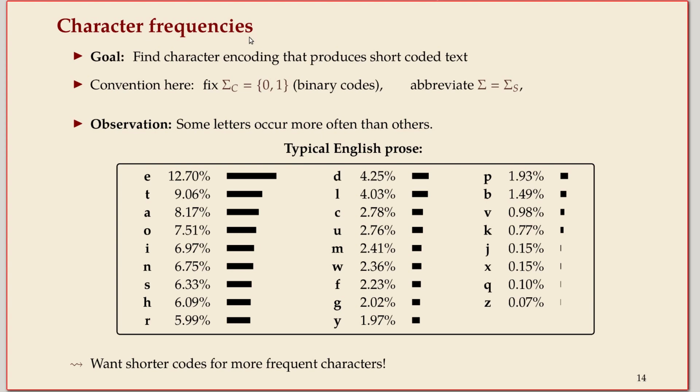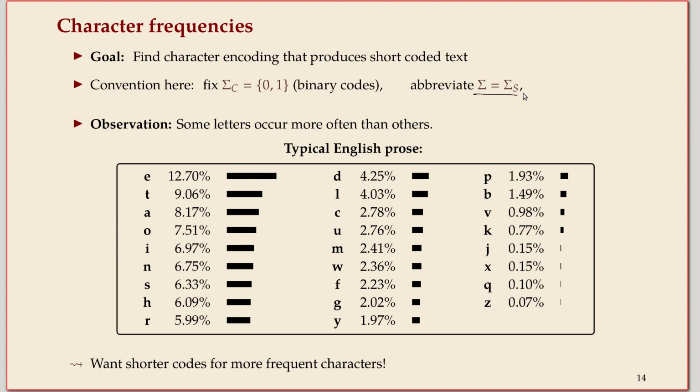And the goal should be to find an encoding that produces short code words for frequent characters and longer code words for infrequent characters, so that the total length of the coded text is small. I'll fix the coded alphabet to be binary, so all the code words are just bit strings, which means we can just write sigma for the source alphabet because there's only really one alphabet that is changing.